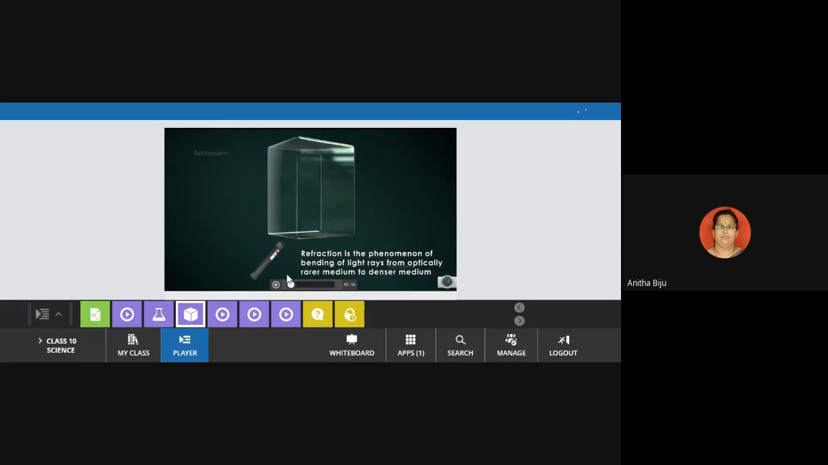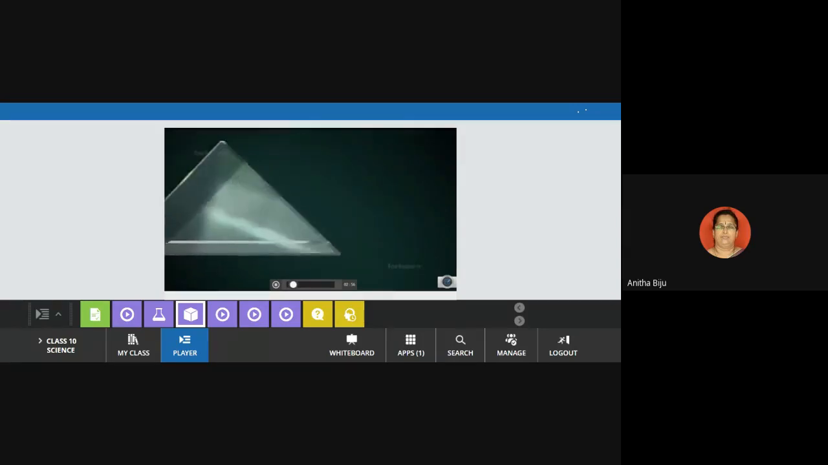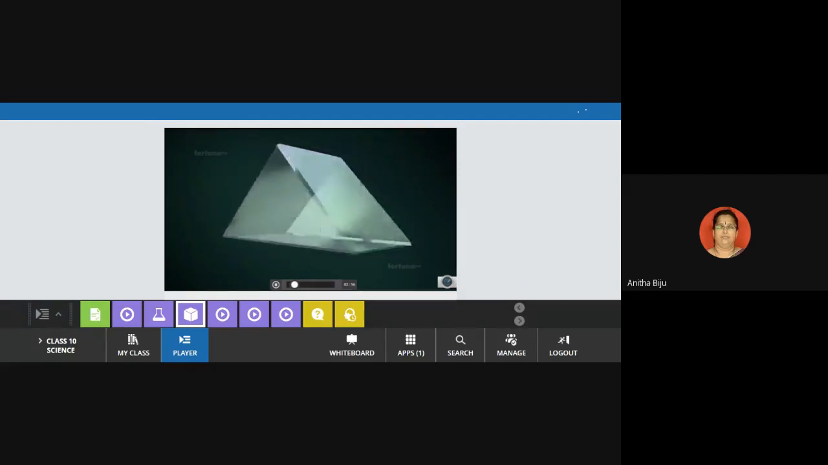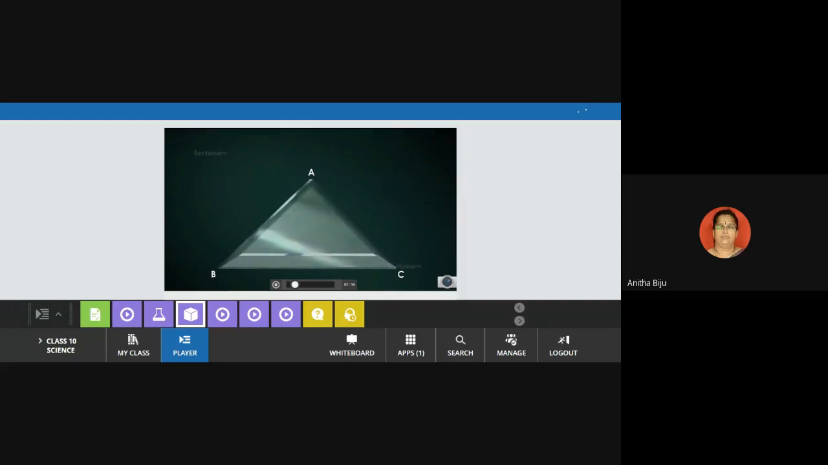Diffraction is the phenomenon of bending of light rays from optically rarer medium to denser medium. A prism is a triangular transparent optical device. When we shine a beam of light on one face of the prism, the light ray that strikes that face is called incident ray.